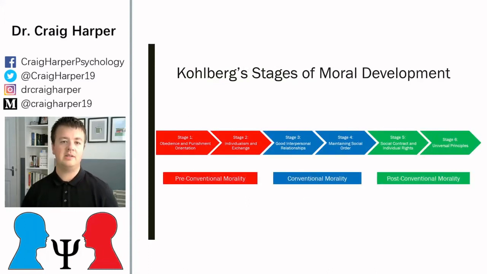Now, these are Kohlberg's stages of moral development. We've got pre-conventional morality, which is based around the ideas firstly of obedience and punishment, and then individualism and exchange. So what can you get from other people by acting in a particular way? We then have level 2, which is conventional morality. This is based around the maintenance of, first of all, interpersonal relationships, but then later on of good, coherent social order. And then we have level 3 morality, which is post-conventional morality.